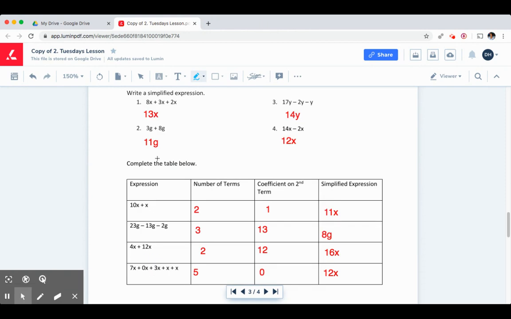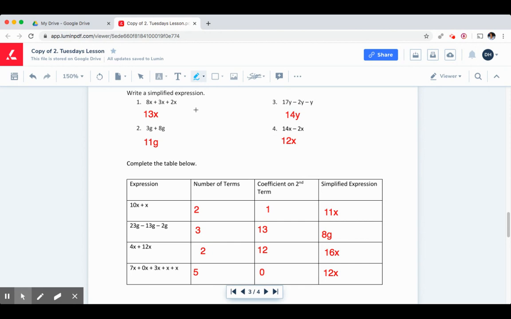In the next section, you had to simplify the expression, so you needed to combine like terms. For number 1, it said 8x plus 3x plus 2x. All of those terms share the same variable, so they can be combined. 8x plus 3x gets you 11x. And then 11x plus 2x will get you 13x. So the final answer is 13x.